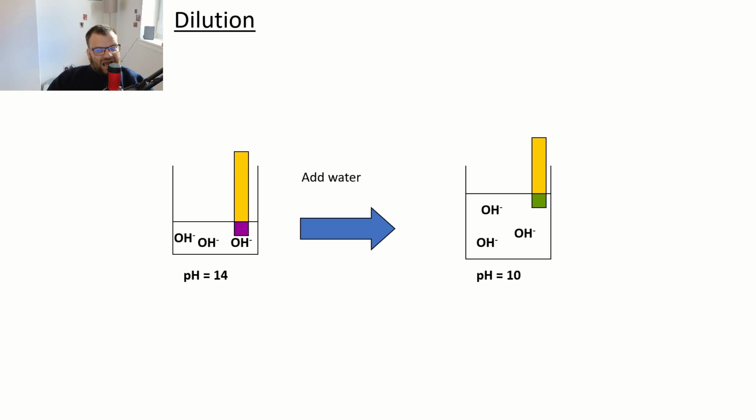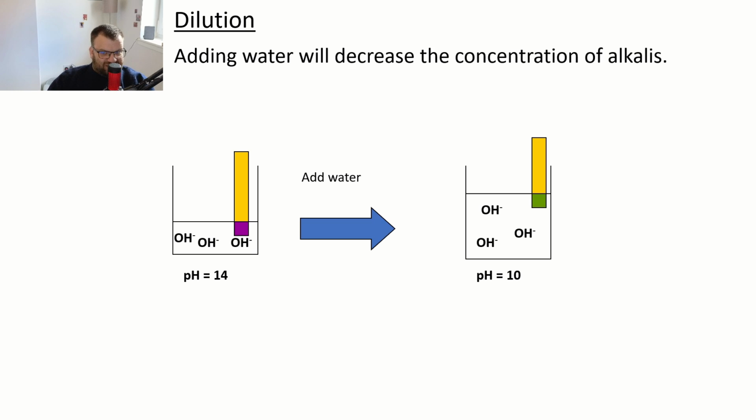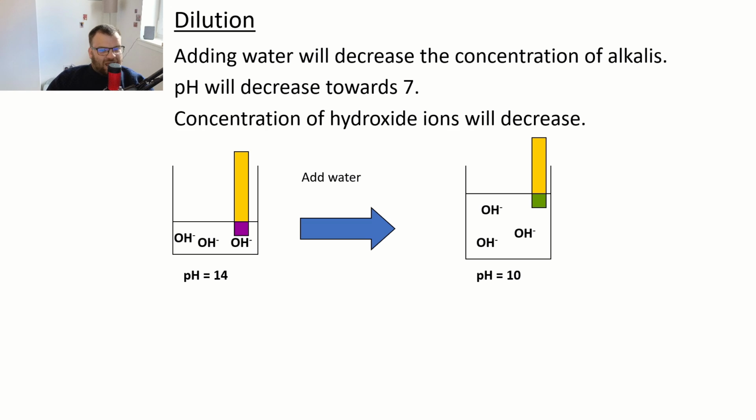When it comes to an alkali, we're now dealing with something here at pH 14. You again decrease its concentration. You'll decrease the pH towards 7, and you'll decrease the concentration of the hydroxide ion. So in both cases, the pH moves towards 7. In both cases, you're decreasing the concentration of the relevant ion, so hydroxide for alkalis and H+ for acid.